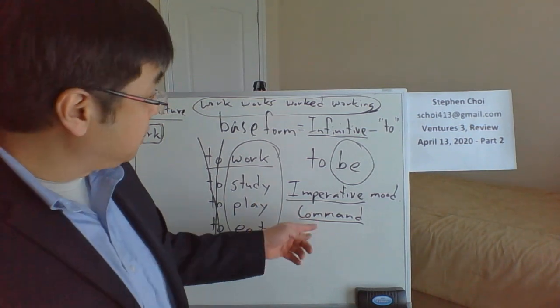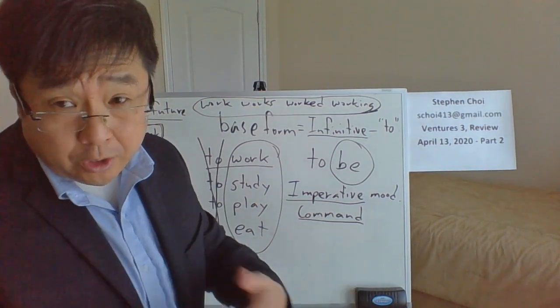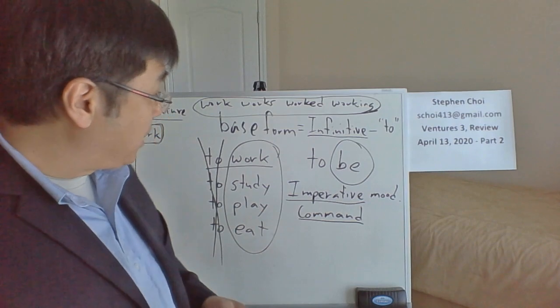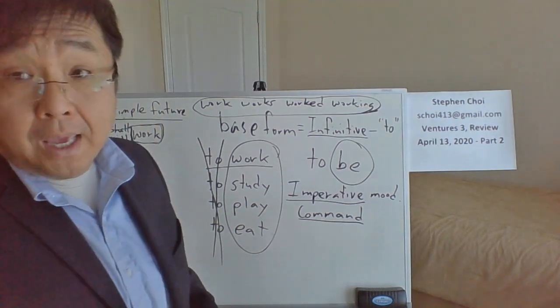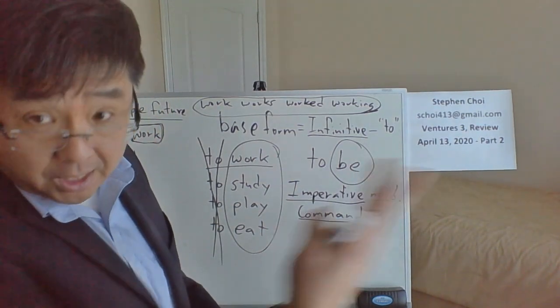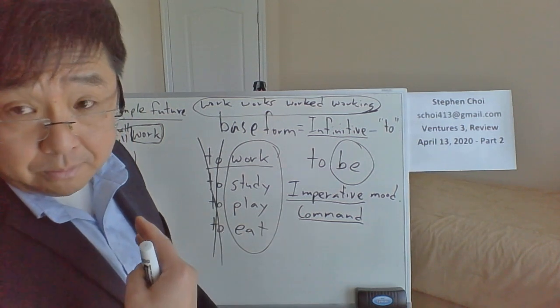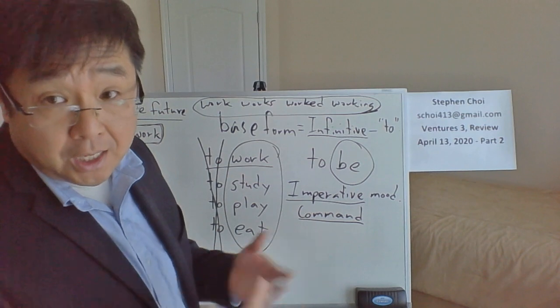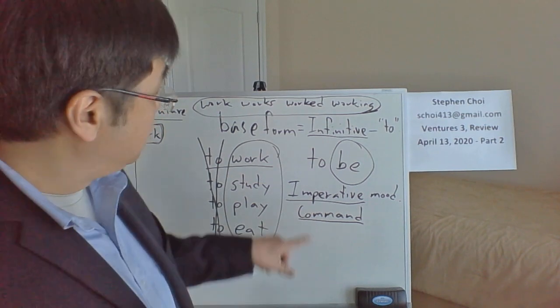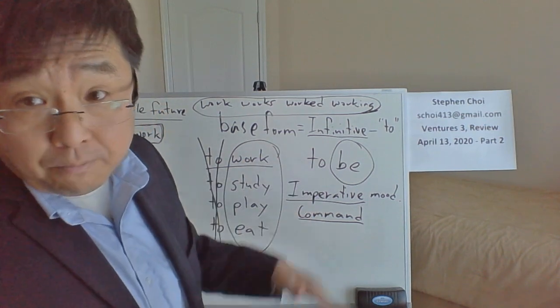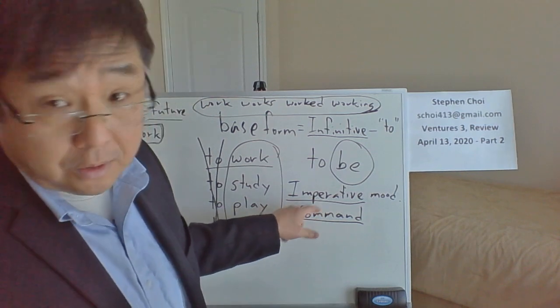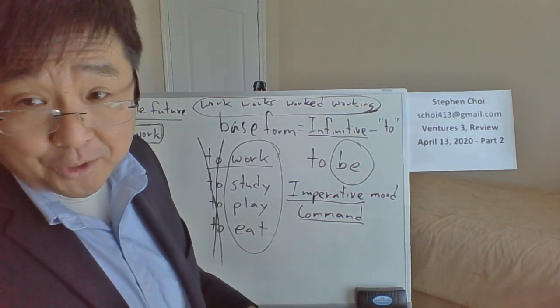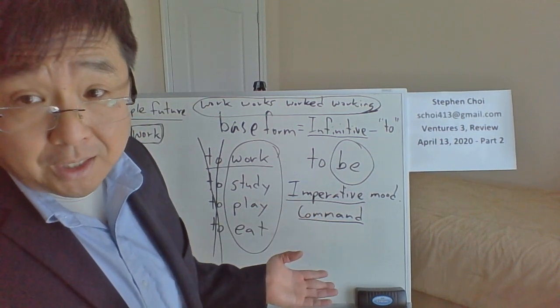So imperative is a command. When you order someone, when I say come, come here, come, that's an order. That's a command. That's an imperative. That's in the imperative mood. And the base form is what we use to do the imperative mood, to make a command.